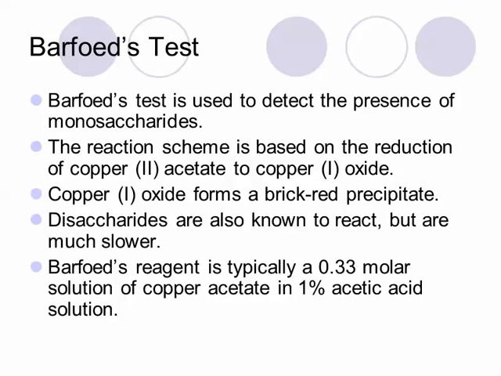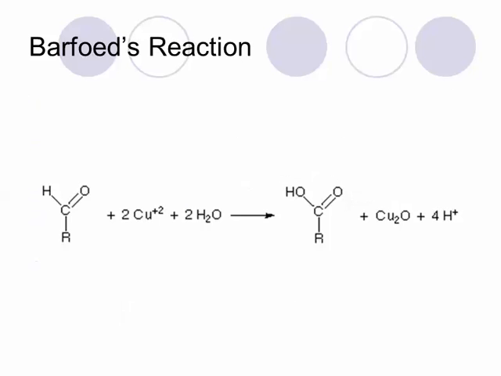The Barfoed's reagent is copper acetate and 1% acetic acid. So again, none of these are really nasty. This is just a copper solution with a little bit of vinegar mixed in. Vinegar is actually probably a little stronger.